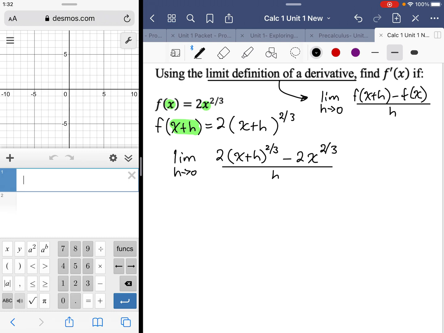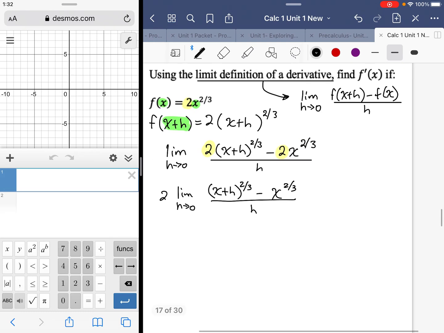Alright, so what we need to do here is come up with a way to simplify this so that the h in the denominator goes away. Now, first thing I notice is that we do have a coefficient of 2. That can be factored out, that constant multiplier, right from the beginning. So I could take that out of the entire limit because it's irrelevant to the limit. It's a common factor that does not involve an h. So that's going to help a little.